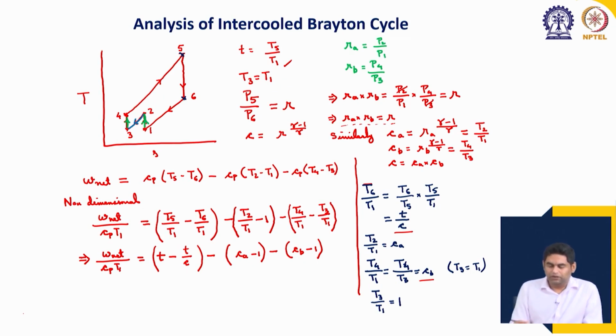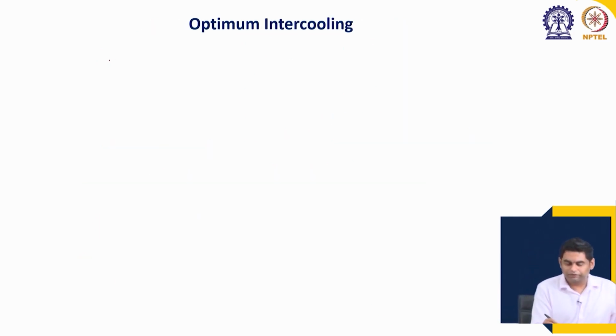Now, if we want to find an optimum value of Ca and optimum value of Cb, we can take a derivative of this net work output with respect to any of these two variables, either Ca or Cb, because both are related. We can, for example, take a derivative with respect to Ca, and we can obtain what should be the relation between Ca and the other known quantities T and C. Okay. That can be done, which we will do in more detail in the next class.